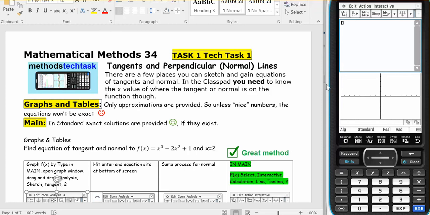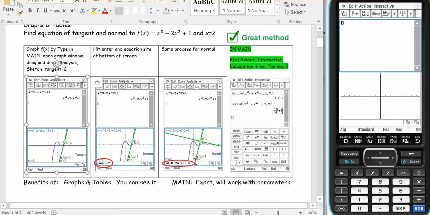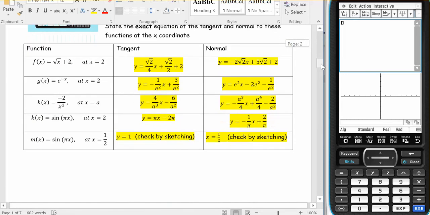As the information on this sheet tells us, if we use graphs and tables, we can get equations of lines, but they're going to be decimal approximations that might be nice numbers or might not. But if we use Main, we get exact values when the equations are given. So, what were the tasks that you were asked?